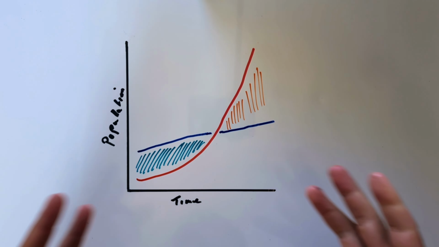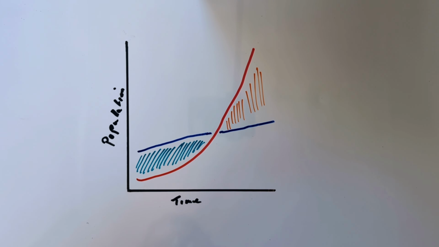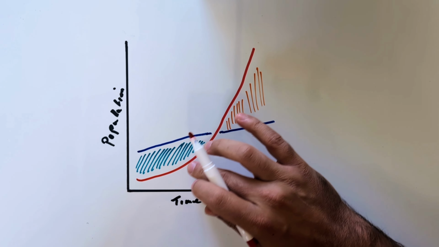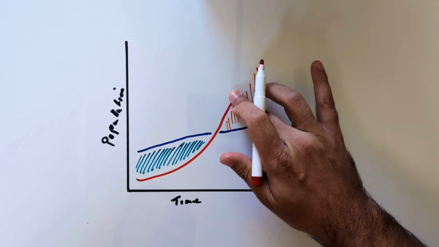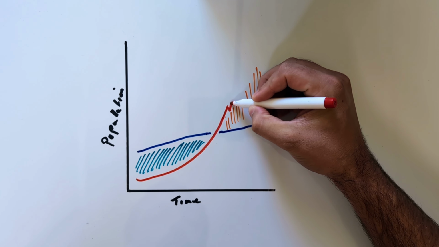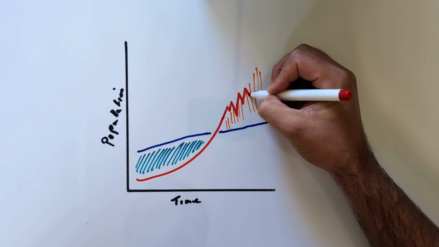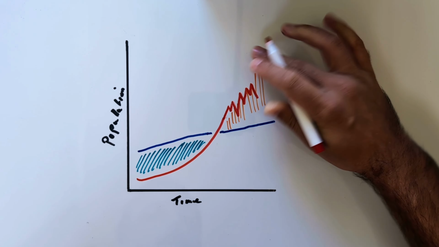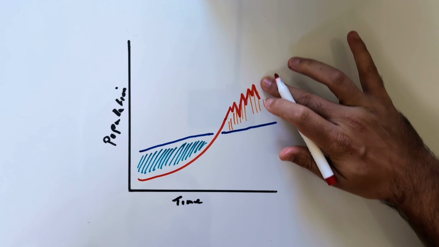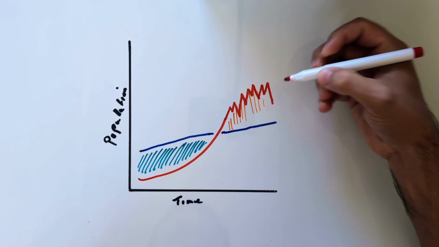And he said in this trap we would experience positive checks, which is kind of a weird way of saying population crashes. So he said, instead of it growing exponentially like so, once we reach the scarcity stage, we would see growth occurring like this, going up and down, as that exponential growth could not be sustained.